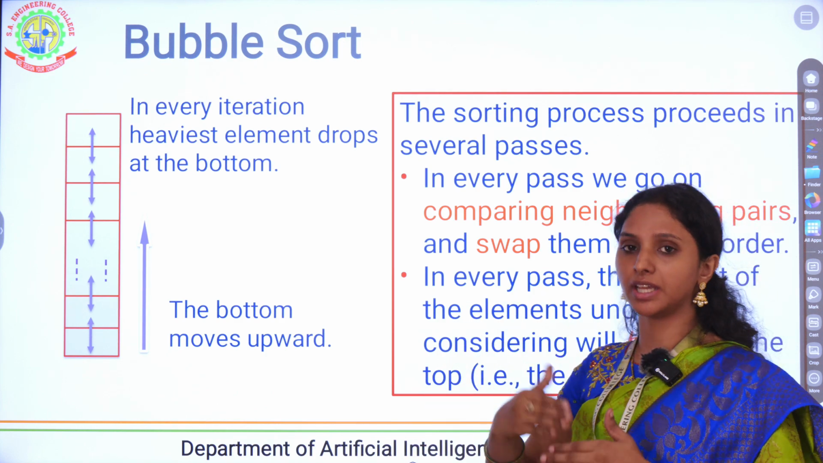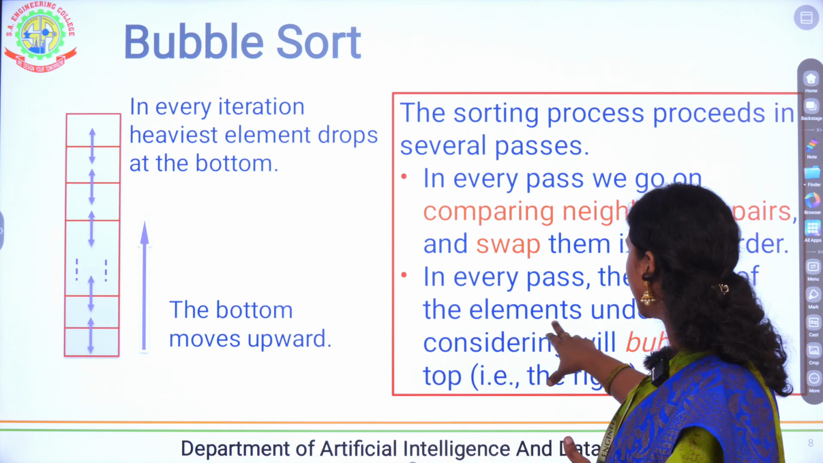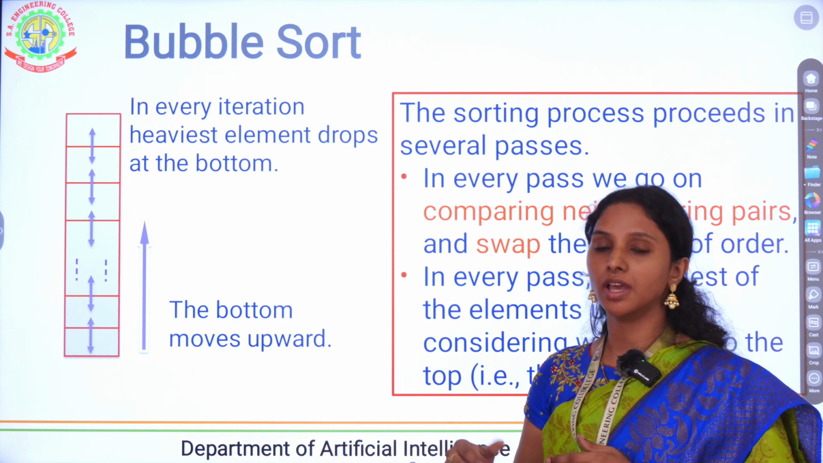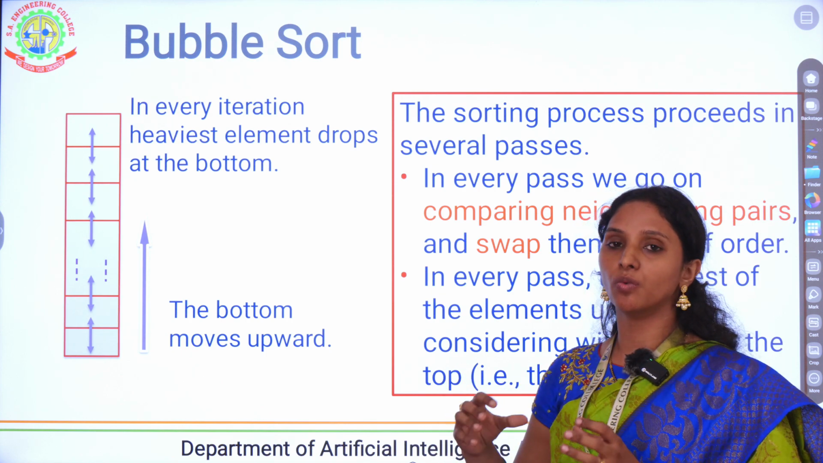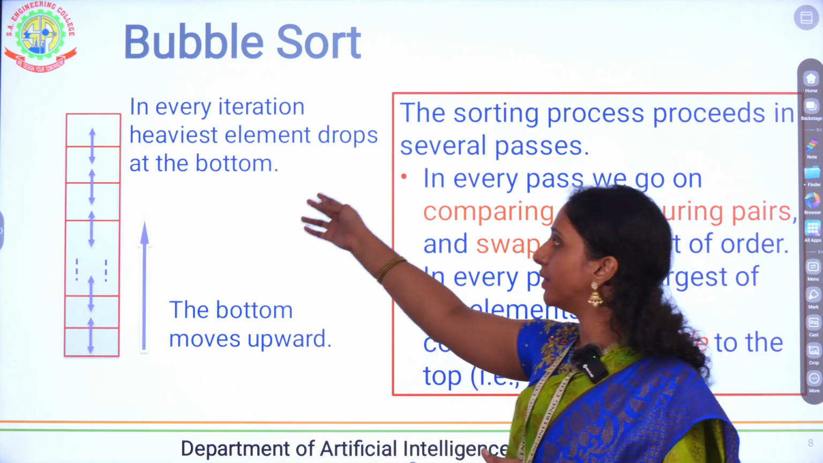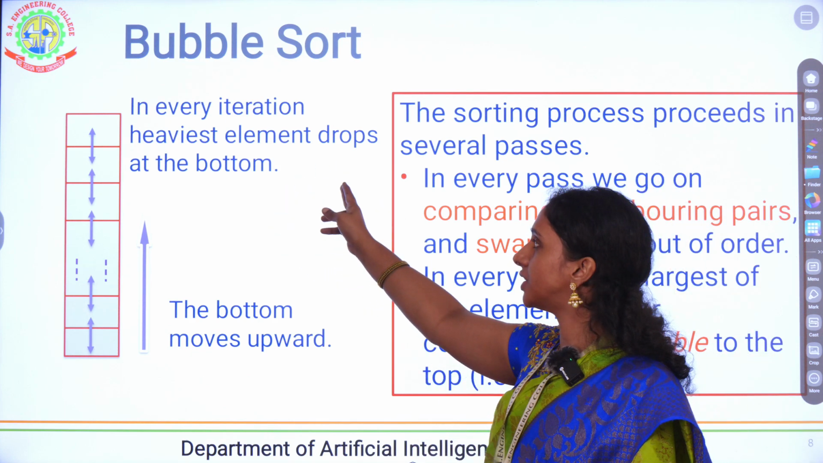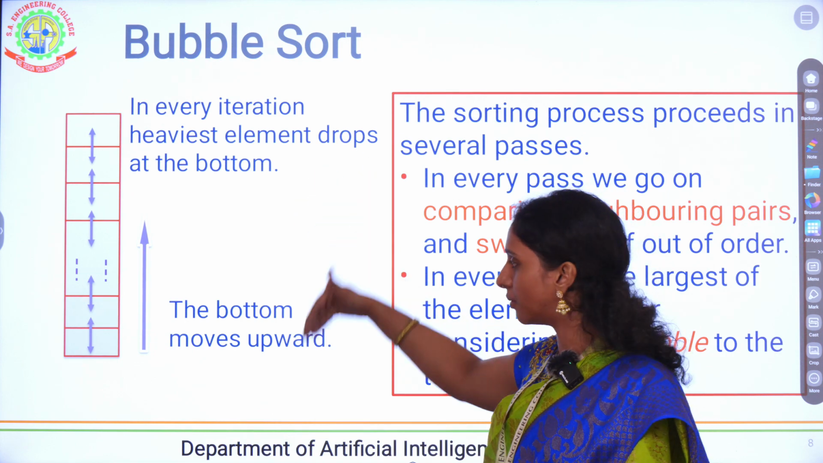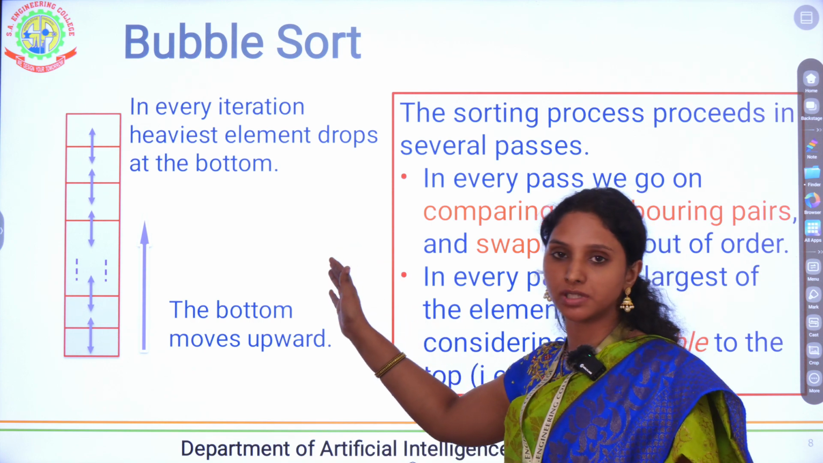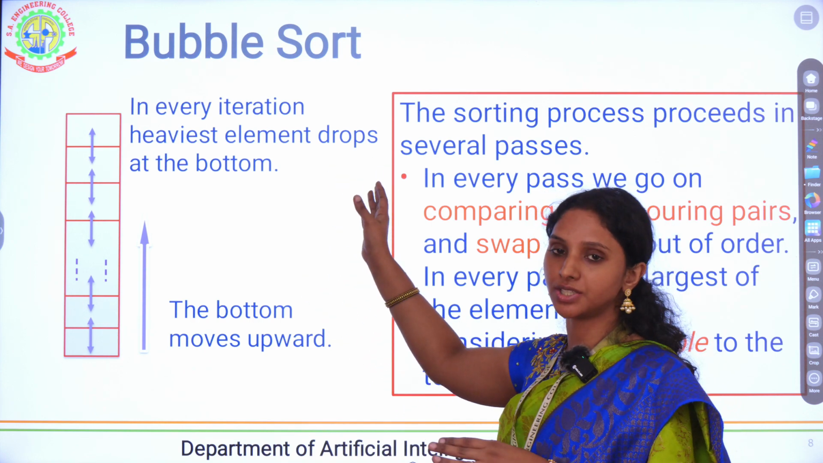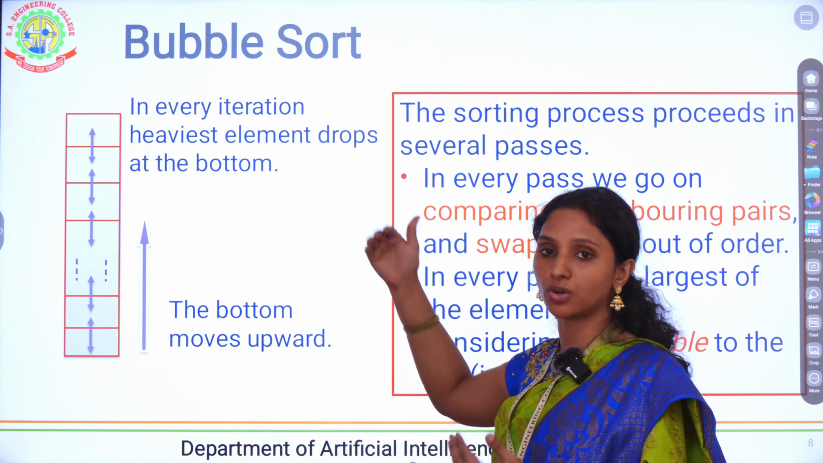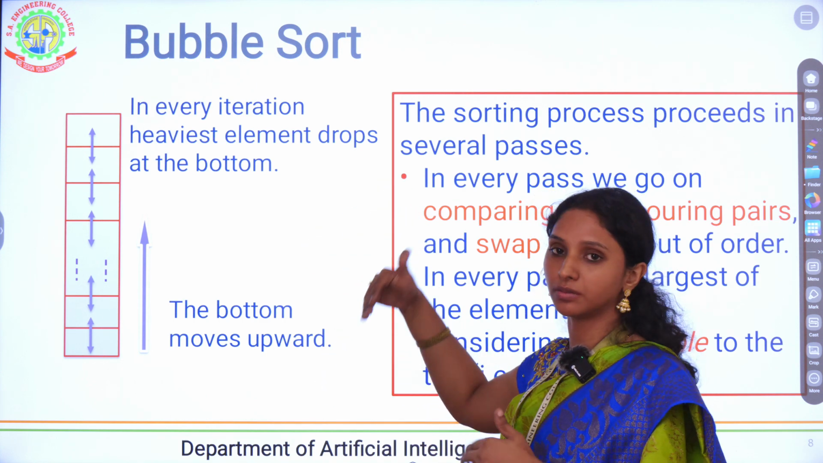Then after every pass, the highest element will go to the last position at the end of each pass. From here you can see in every iteration the heaviest element drops to the bottom and the bottom moves upward. This is the main principle of bubble sort, where in every iteration the heaviest element drops to the bottom and the bottom moves upward.